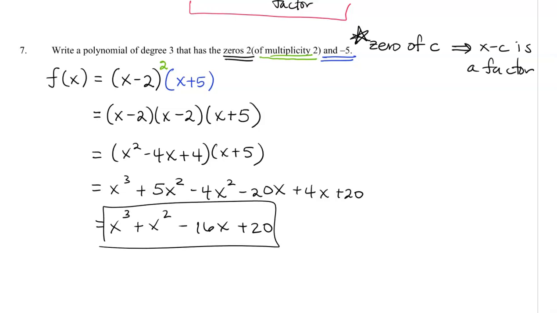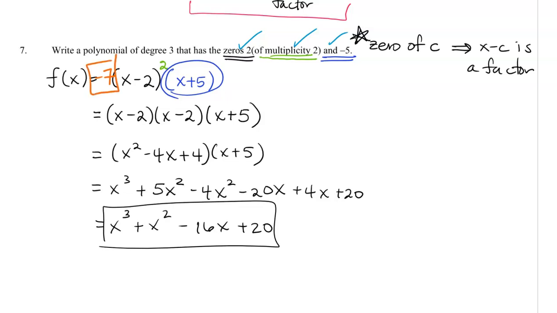Keep in mind that this is not the only answer. Yes, this polynomial does have degree 3, and I know that we guarantee that it has a 0 of 2 with multiplicity 2, and it also has a 0 of negative 5. But even if I were to take this polynomial and multiply it by a 6 in the front, it still has a 0 of 2 with multiplicity 2, and it still has a 0 of -5. In fact, it doesn't matter what number we put in front of the polynomial. As long as we put a real number in front, the zeros stay the same.